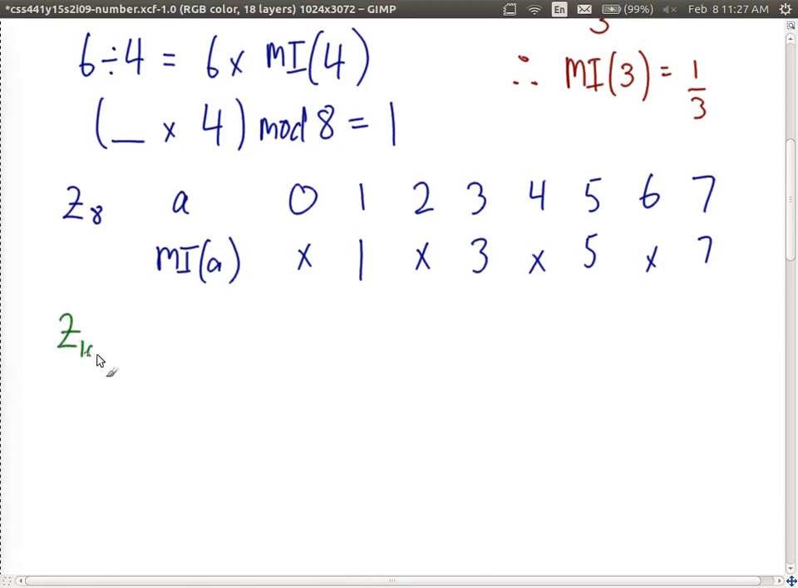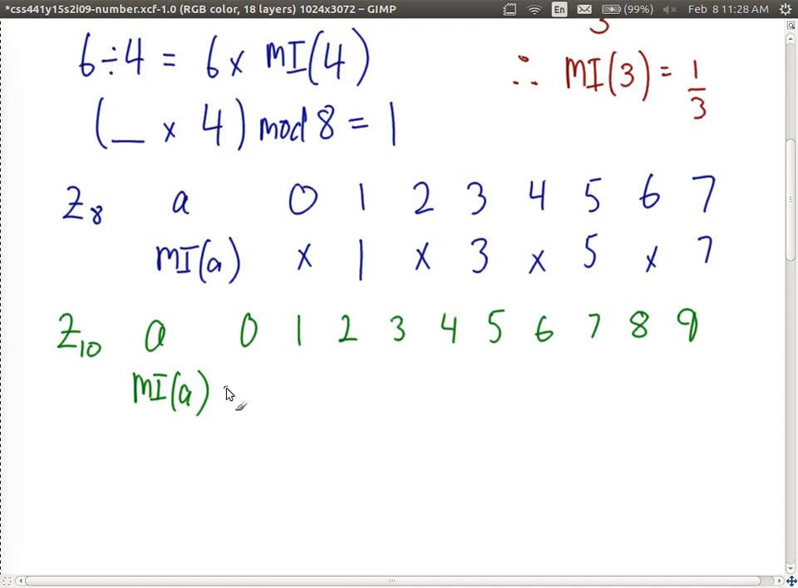Let's go back to Z10 to show another case. Zero cannot be multiplied by anything to get 1. This is mod 10. Now, 1 will always be a multiplicative inverse of itself. Doesn't matter what the modulus is. 2 won't work. 2 times something mod 10 gives us a remainder of 1? An even number multiplied by something else will always give us an even number. We can't get a remainder of 1. So the even numbers are not going to work.